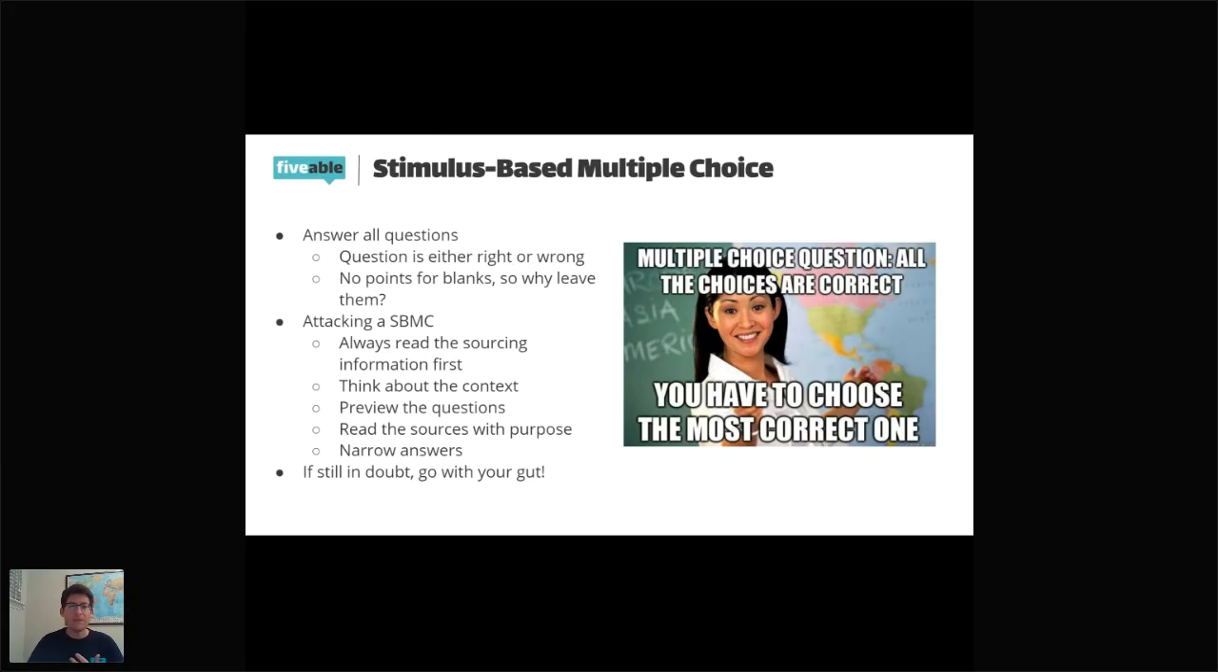No points for leaving blank answers. So why leave them? Make sure you fill everything in. Everything else, of course, you're going to attack. Be on the offense with multiple choice. Don't sit back on your heels. That's, as the football coaches always tell you.